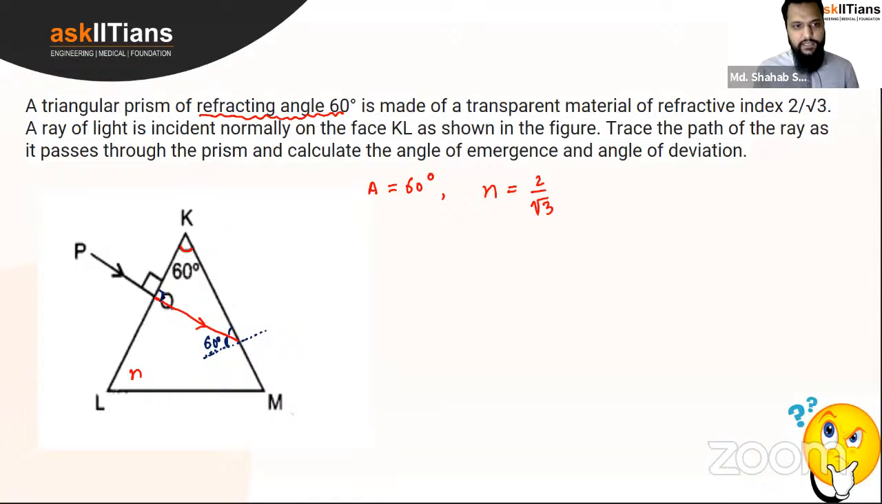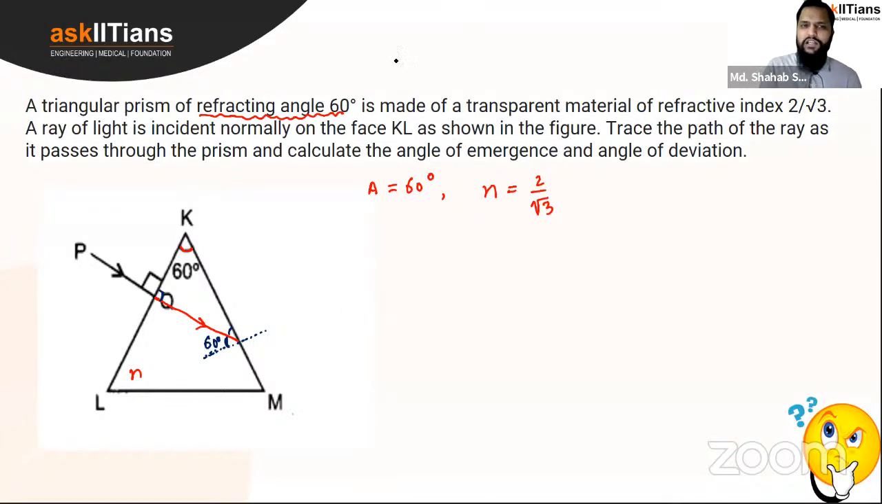Look, 60, 90, 90 plus 60, 150. And this should be 30. And because this is perpendicular, so this should be 60. So that 60 plus 30 is equal to 90 degree. Now, we need to understand whether this 60 degree is less than critical angle, more than critical angle, or equal to critical angle. Then only we will be able to draw the subsequent rays.